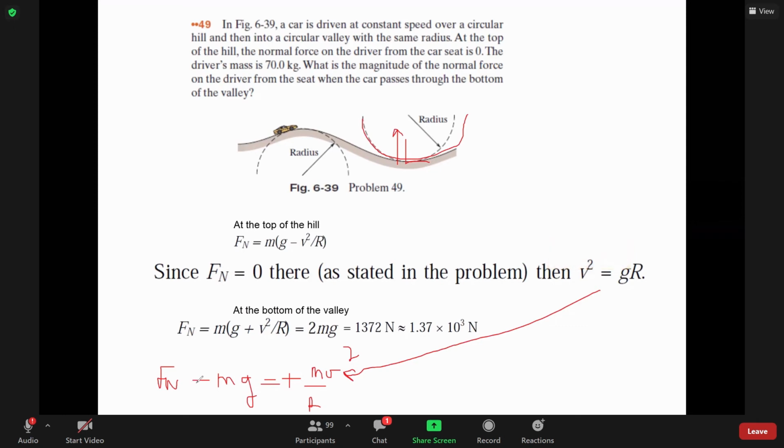When you substitute it, you can get the normal force. Why? Because this mg, take it to the other side. You know the mass, you know the g, and the only unknown is v squared, and we have an equation for it from the first part. Substitute, and you can get the normal force on the man from his seat when he is at the bottom of the valley. Okay, anybody has a question?